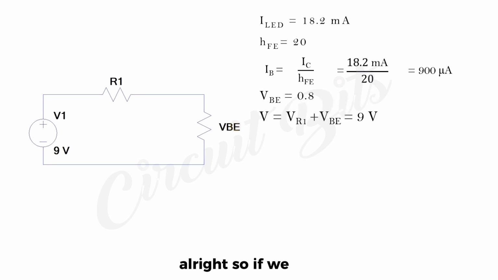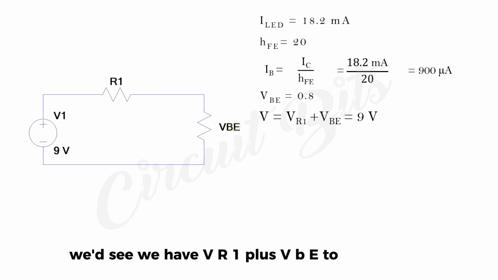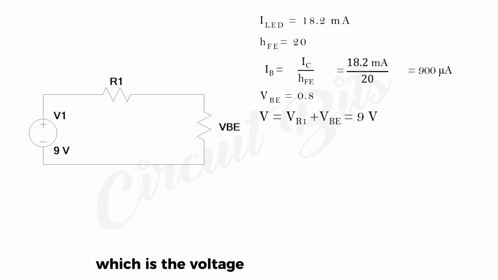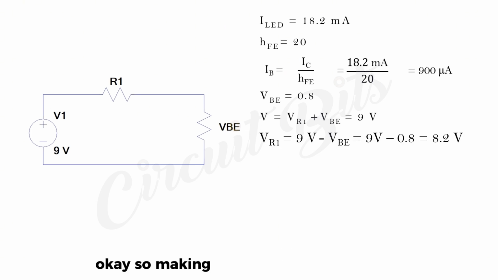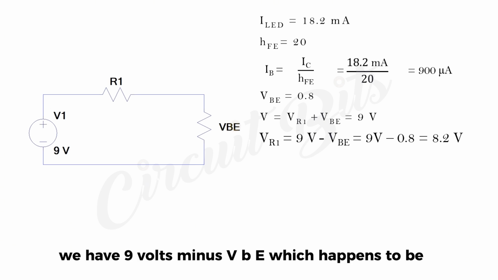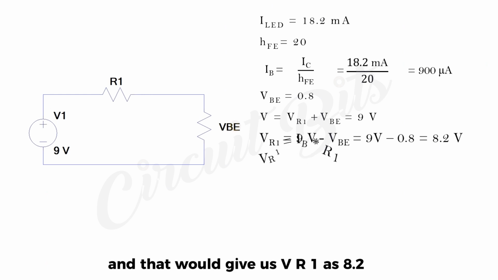All right, so if we do so, we would see we have VR1 plus VBE to be equal to 9 volts, which is the voltage from the power source. So making VR1 the subject of the formula, we have 9 volts minus VBE, which happens to be 0.8. And that would give us VR1 as 8.2 volts.